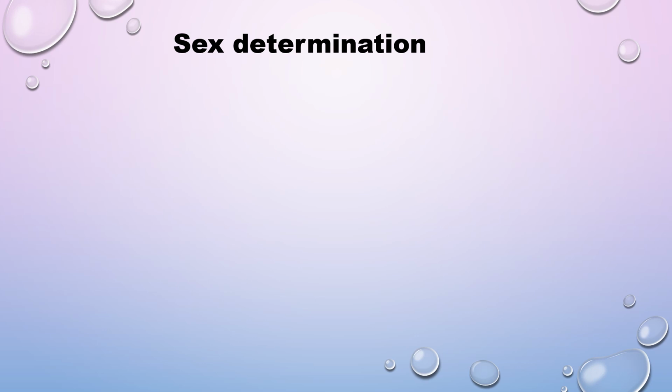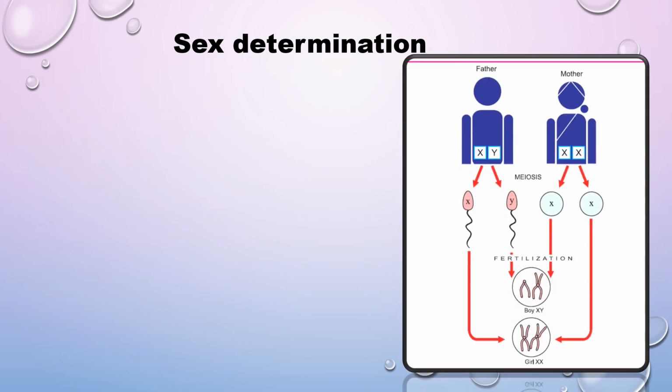Now, how does sex determination happen? The sex chromosomes are referred to as X and Y, and their combination determines the sex of the fetus. Women have an XX pair, you can see in this picture, a pair of chromosomes, while men have an XY pair of chromosomes.